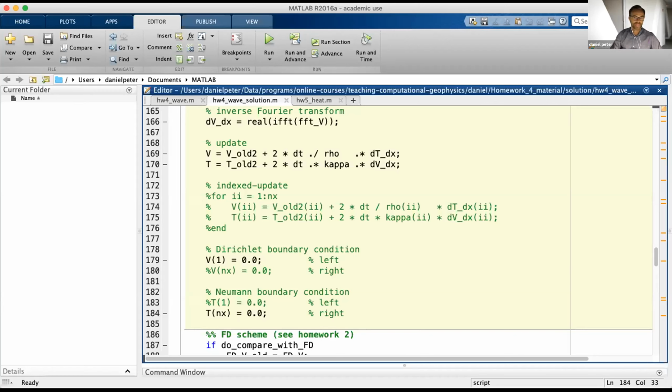Good. Everything clear? Know what to do with the homework? Pretty much clear about the finite element approach? Yes.